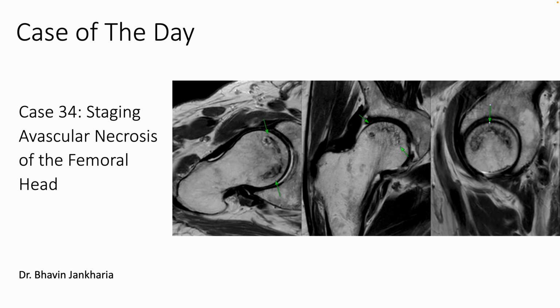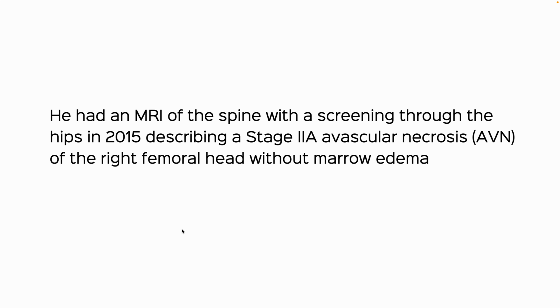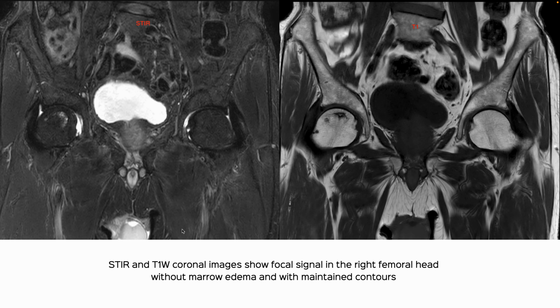Today is the staging of AVN of the femoral head. This is a 77-year-old known to have long-standing ankylosing spondylitis, presented with aggravated stiffness of the lower back. When we looked at his old papers, there was an MR of the spine but screening to the hips, describing a stage 2A AVN without marrow edema or collapse.